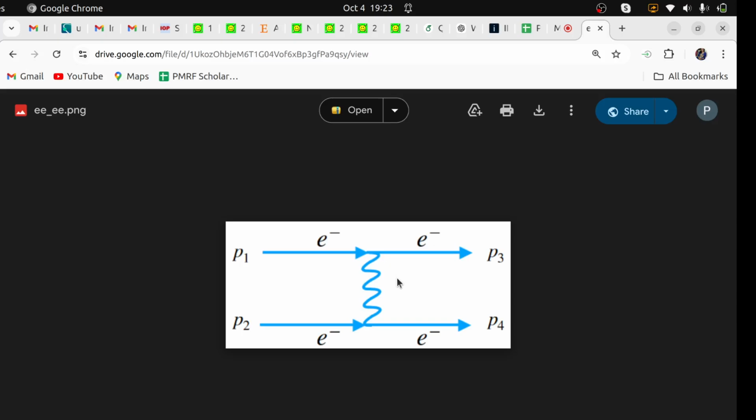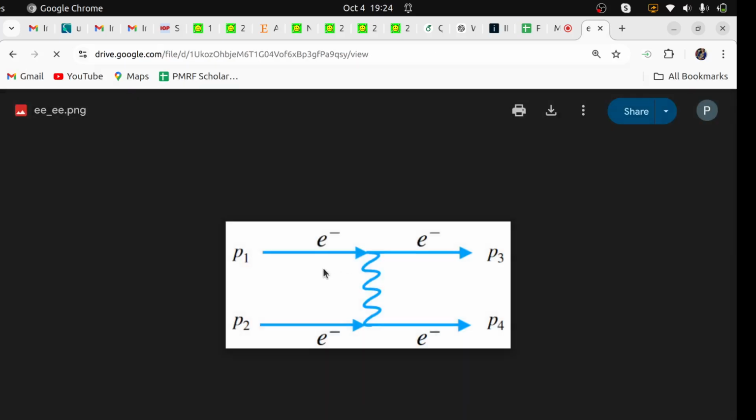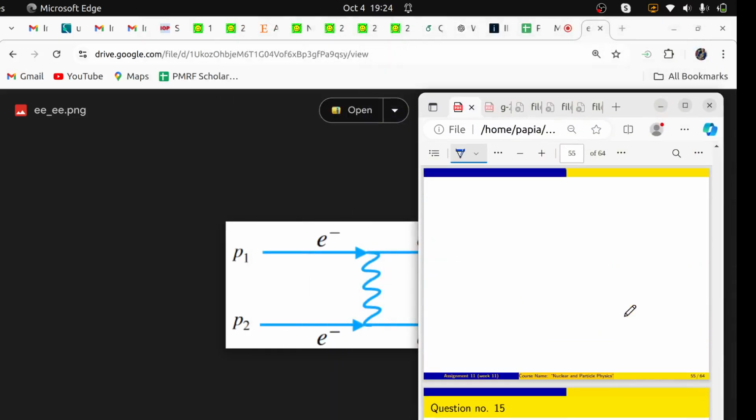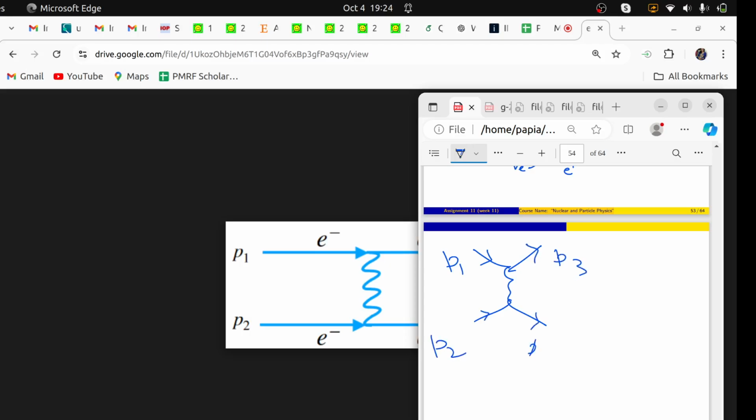The main thing is that, okay, just a minute. See the figure here. The figure is P1, P3, P2, P4, and E minus, E minus, E minus, E minus. So it is different from the previous one, whatever we have discussed. Let me tell you what is the difference. It was P1, it is P1, P2, P3, P4, E minus, E minus, E minus, E minus.